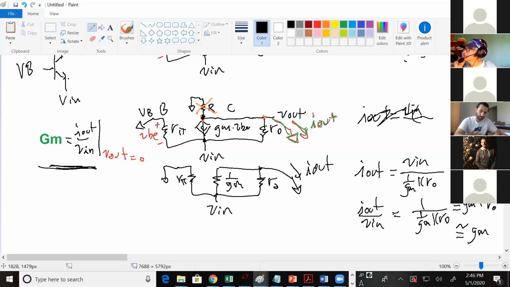Quick question. Isn't R pi in parallel with 1 over GM and RO2? But the current that you're interested in is this current. Oh, yeah, that's right. And this is going out this way. It's not going out the output, so you get to ignore it. Okay.